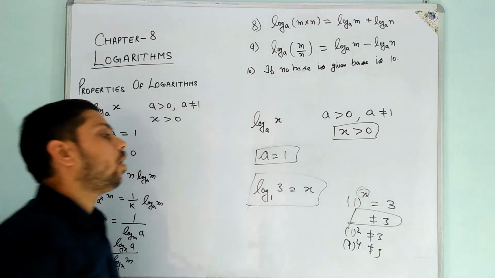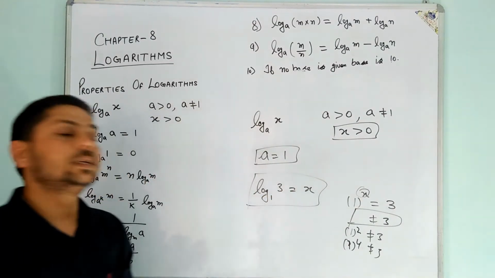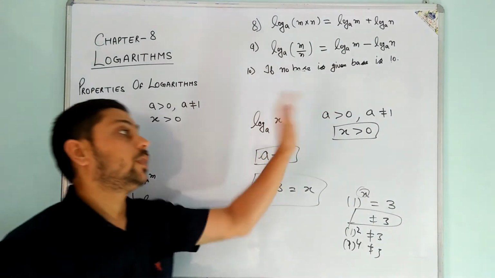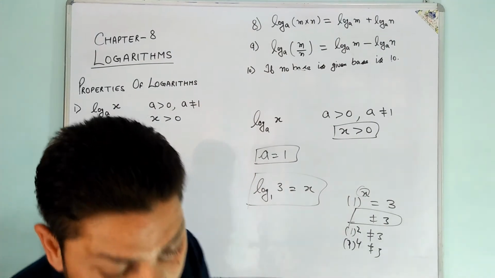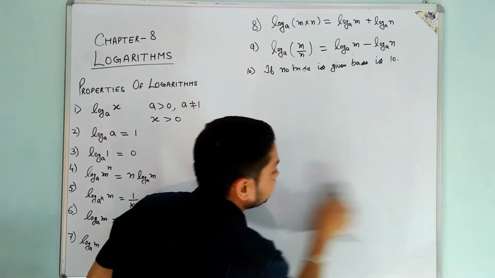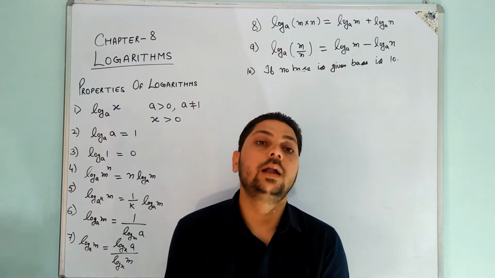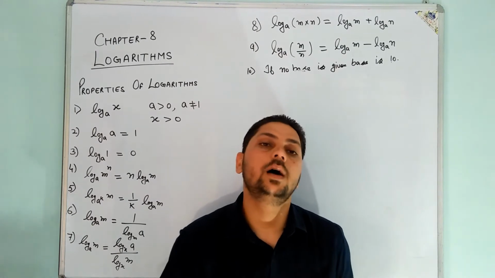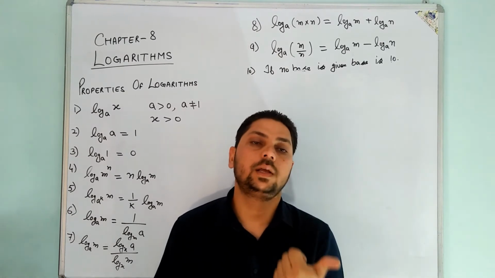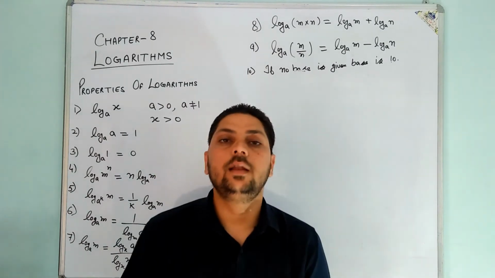So log of any function with base 1 is not possible here. Okay. Now these are the basic conditions for your logarithm, that we cannot evaluate the log of a negative function. Second is that the base of a logarithm is always a positive number other than 1. That is, we cannot take base a as 0 or a equal to 1. It should be greater than 1.